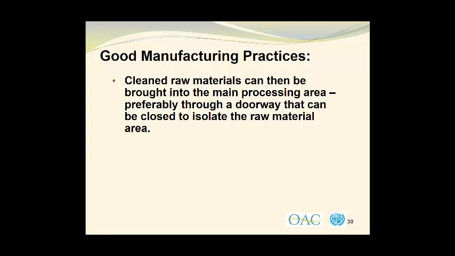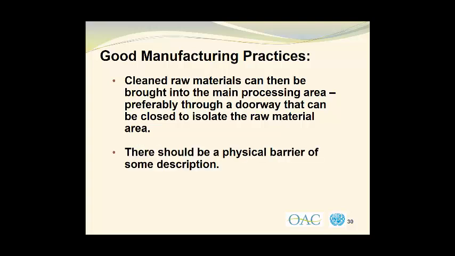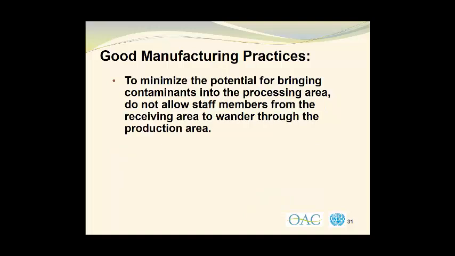Cleaned raw materials can then be brought into the main processing area, preferably through a doorway that can be closed to isolate the raw material area from the processing facility itself. There should be a physical barrier of some description, and in the first point, I mentioned a doorway. To minimize the potential for bringing contaminants into the processing area, do not allow staff members from the receiving area to wander through the production area.